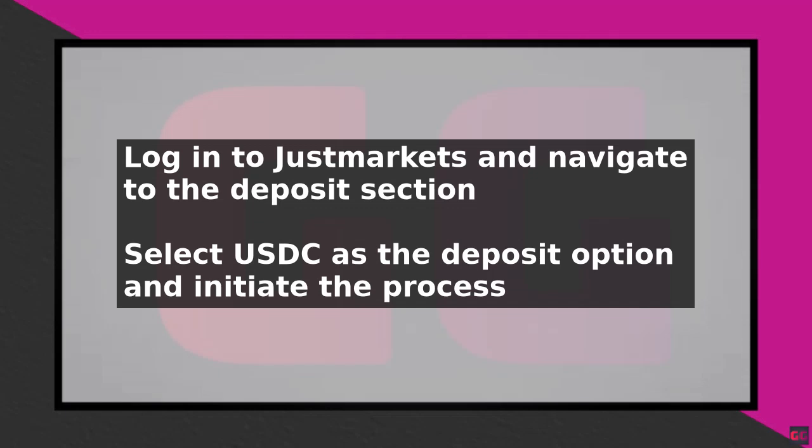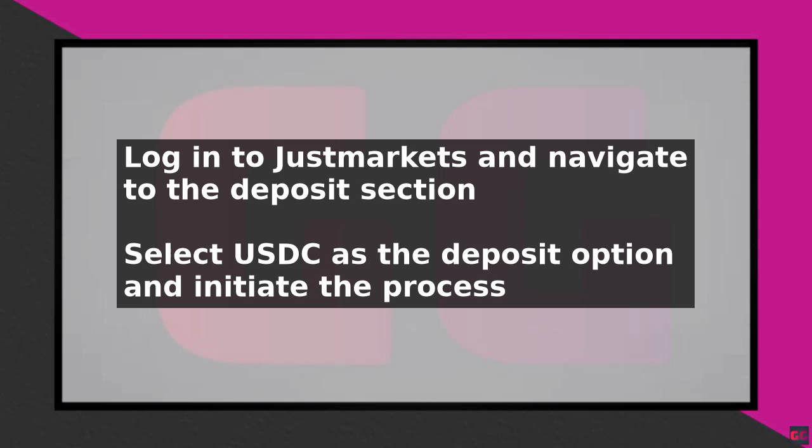You will be prompted to enter the amount of USDC you want to deposit and the network you want to use. Make sure to select the correct network, as using the wrong network can result in lost funds. After entering the amount and selecting the network, you will be provided with a deposit address. This address is unique to your Justmarkets account and should be used to send USDC from your digital wallet.